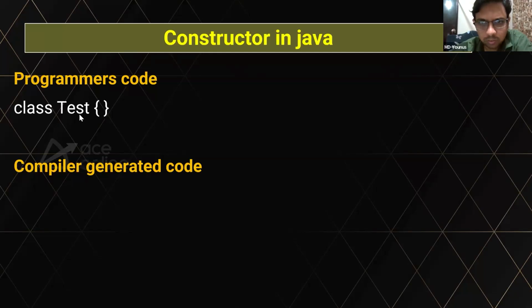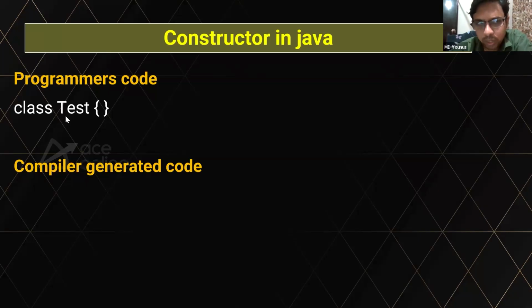Itself? No. Itself cannot be parent, right? Who is the parent class for this test class? When you say any class as parent class, you're inheriting that class. So basically, there is a class called object, which is called the universal parent class. It's implicitly inherited. Even though you're not using the extends keyword here, it will be implicitly inherited.